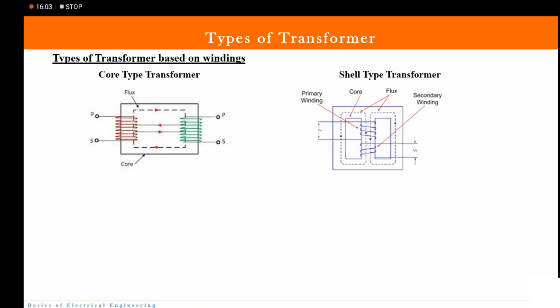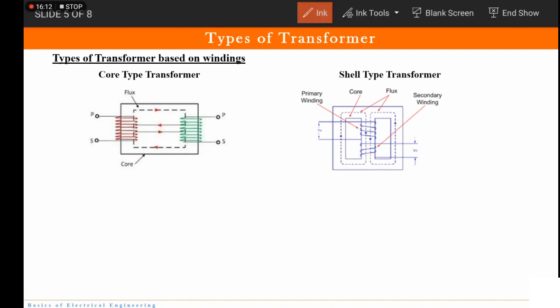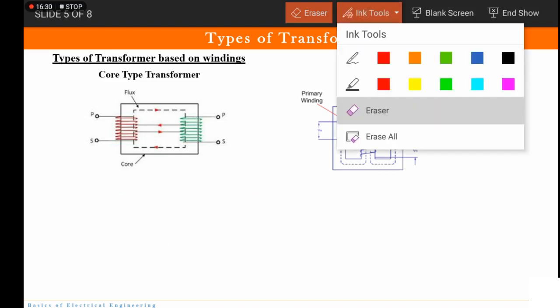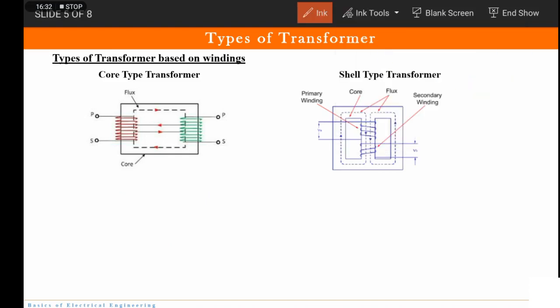Now sometimes a single winding is taken and divided, depending on which type of transformer this is. Suppose these are the windings, and here it goes like this. So we can use a single type of winding also, and then it is continued to the secondary also.